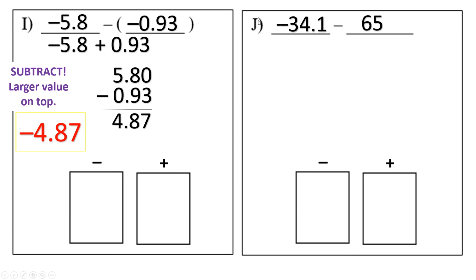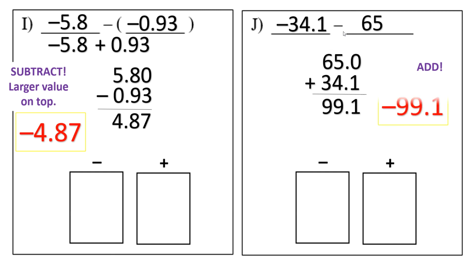Now, a lot of students think that J is the same as the one above it, but they're not, because this time it's a minus instead of a plus. So therefore, we're going to be adding these two, and you will get negative 99.1. And that is the end of today's notes.